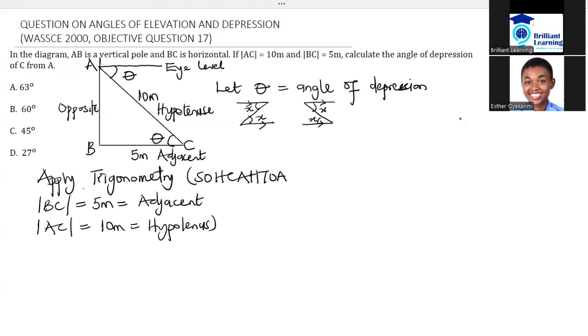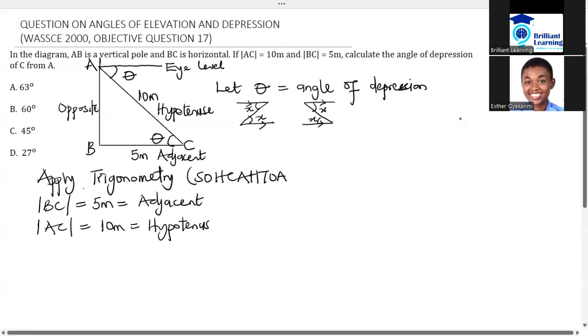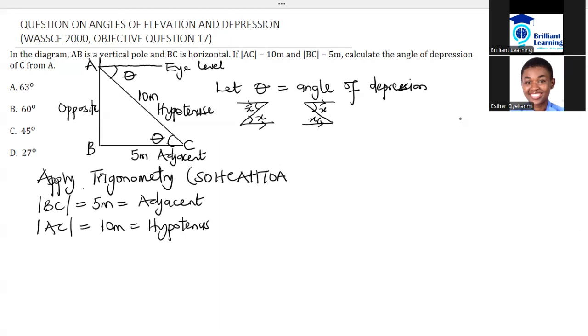The line AC is 10 meters, and that is the hypotenuse. The next thing we'll do, we'll look at the values we are given. We are given adjacent and hypotenuse. And looking at SOHCAHTOA, sine is opposite over hypotenuse. We don't have opposite, so we cannot use sine. TOA, that is tan, is opposite over adjacent. We cannot use tan, because there is no opposite. We have CAH. CAH is cos. Cosine of the angle is adjacent over hypotenuse. So cos theta is adjacent over hypotenuse, and that is because these are the values we are given.